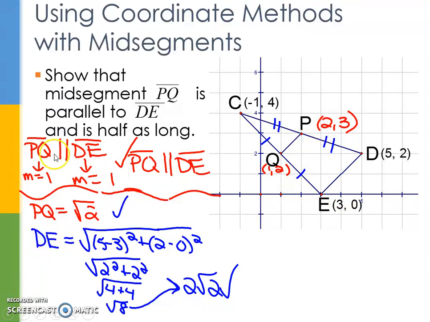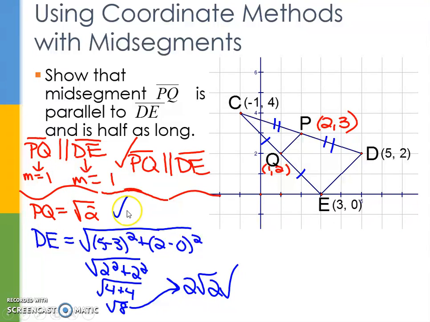So you have to write PQ is parallel to DE. Write that down on your paper. Because the slope is 1 for this, and the slope is 1 for this. Because they have the same slope. Okay? So please write this on your paper.